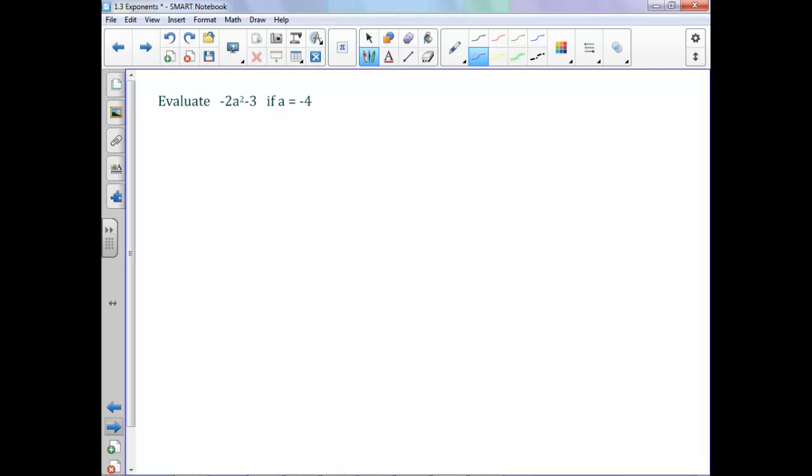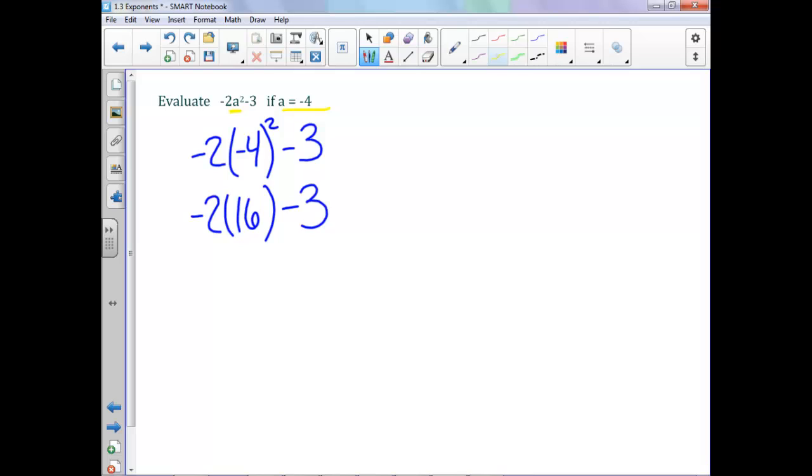To evaluate an expression given a specific value, that means anywhere we see an a, we're going to use negative 4, because we want to know when a is negative 4. So we'll have negative 2, and instead of a, once again, we'll have negative 4. So we want to square it, minus 3. Negative 4 squared, remember that's negative 4 times negative 4, which is 16, minus 3. Negative 2 times 16 is negative 32, minus 3. If you would like, you can add your negatives, or negative 35.